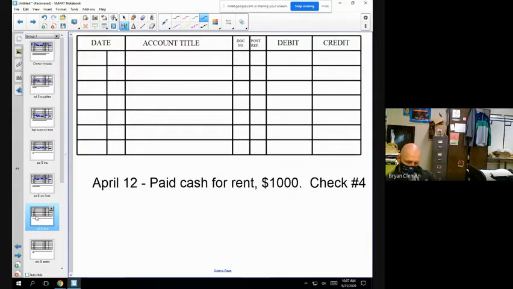Brandon, will you read that one, please? April 12th, paid cash for rent, $1,000, check number 4. Okay, so what's debit, what's credit? Rent expense, debit, and cash.